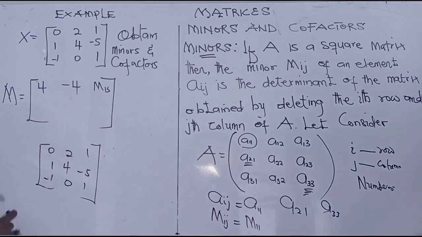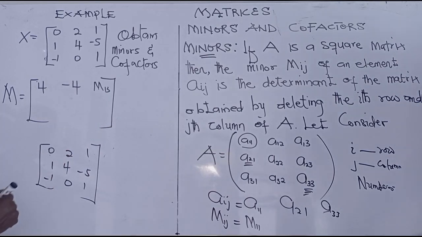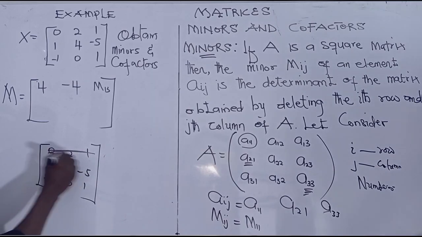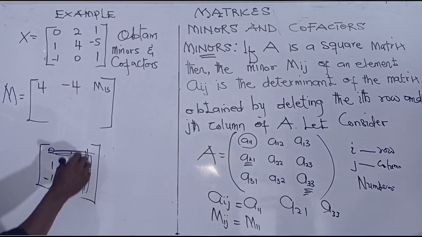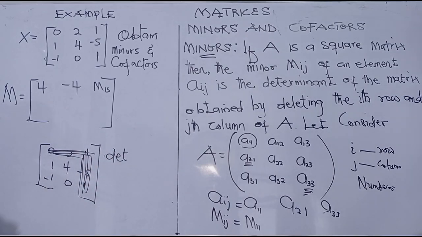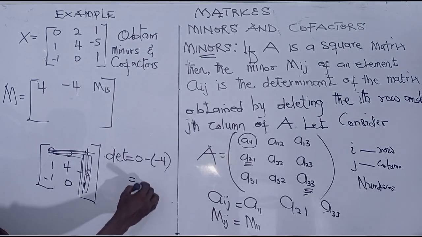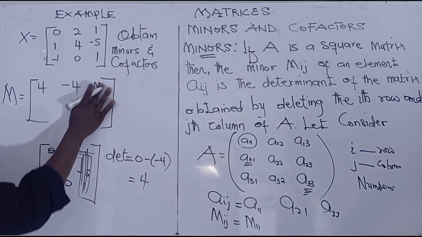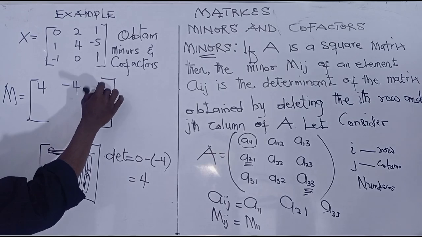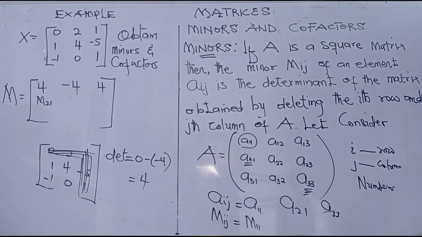So M13 means that we should delete what? The first row and then the third column. So this is the first row and then this is the third column. Then after that we find the determinant of the square matrix that has remained. So we have 1 times 0 give us what? 0, and then we have minus, this time this is going to give us minus 4. So this is giving us what? Positive 4. So this entry is going to be what? Positive 4. Then we move on to M21.